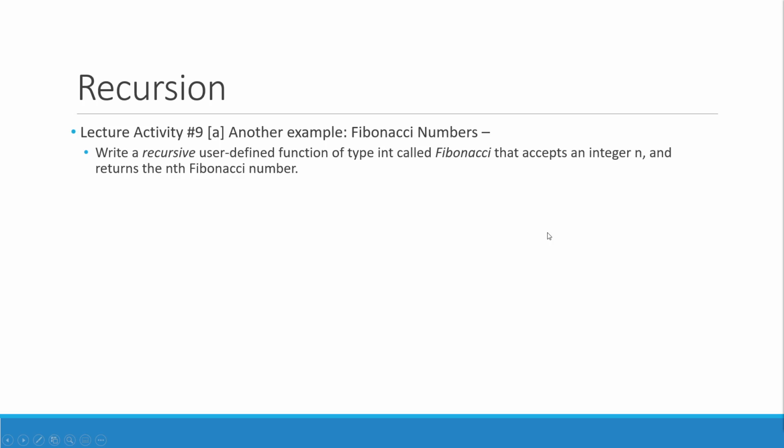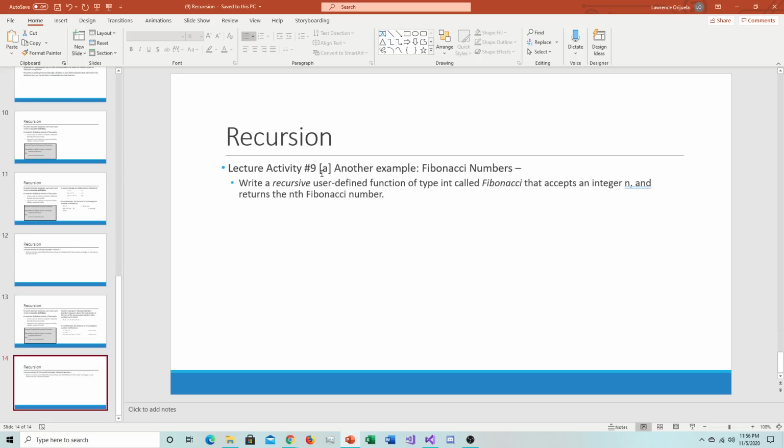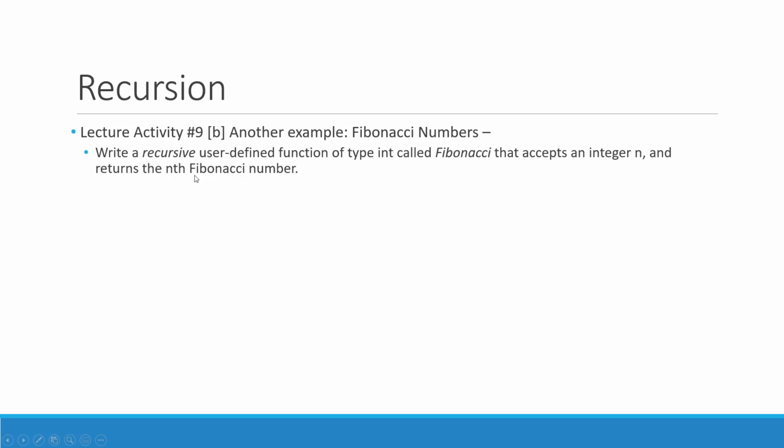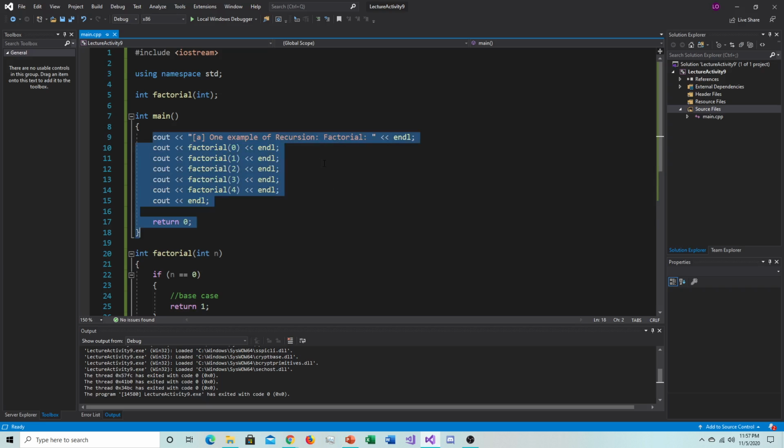So this is lecture activity 9, part B, actually. And we are going to write a recursive user-defined function of type int called Fibonacci that accepts an integer n and returns the nth Fibonacci number. So this is going to be also very easy.